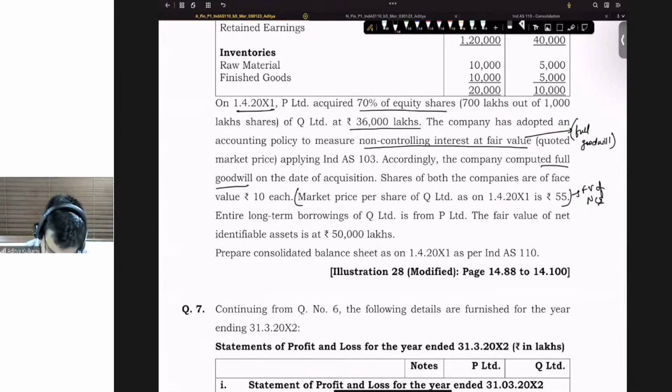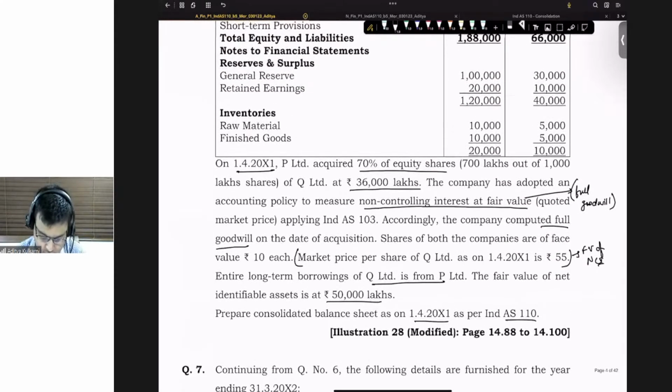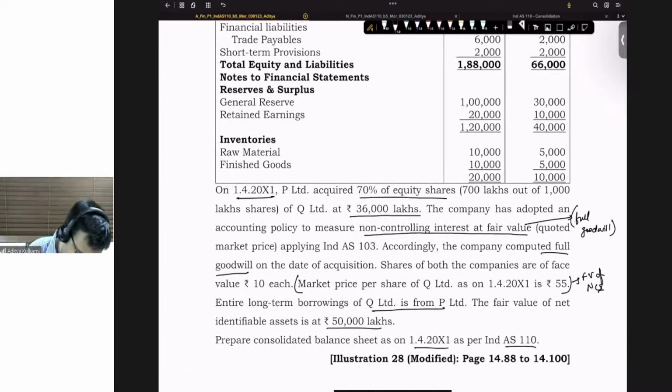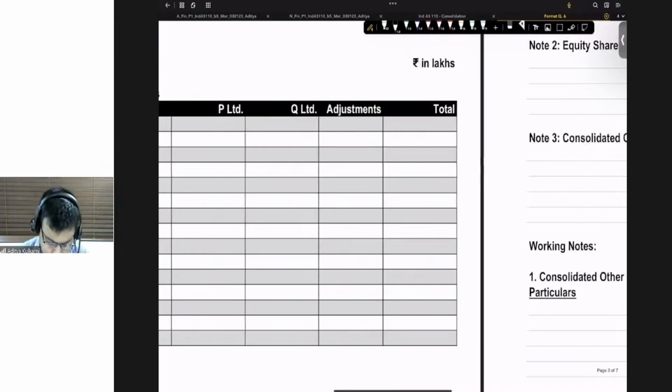We'll calculate that. Entire long-term borrowings of Q is from P. The fair value of net identifiable assets is rupees 50,000 lakhs. Prepare the consolidated balance sheet as on 1st April 20X1 as per Ind AS 110. Okay. So with this, let us start to solve. So I had shared with you some formats. I'm just pulling out those formats only.